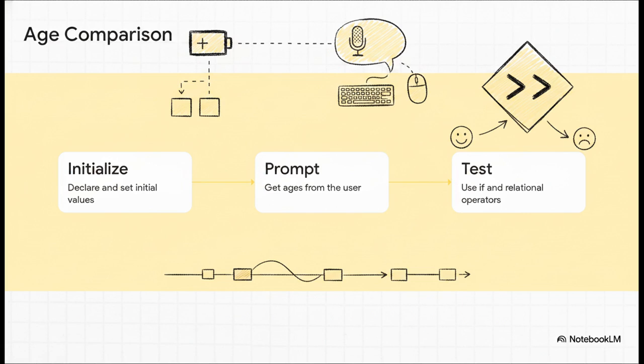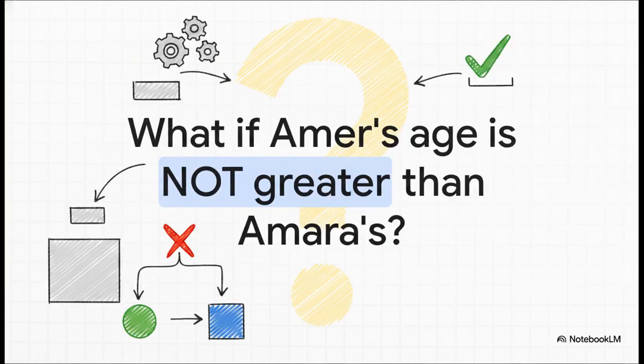Actually, before even writing this out, a really great programmer will map it all out with a flowchart. It helps visually trace the sequence of instructions so you can avoid those pesky logical errors. But here's a pivotal question to ask yourself: what happens if that condition just isn't true? Like, what if Amara is younger? Well, with a standalone if statement, our program simply does nothing. It skips the block entirely. So clearly, we need a more robust structure to handle those alternative scenarios.